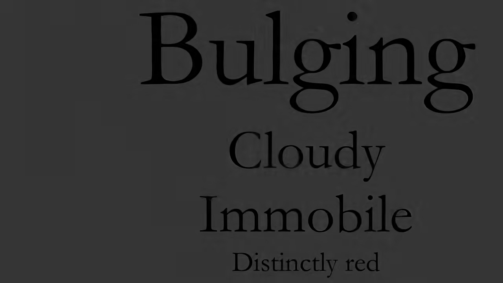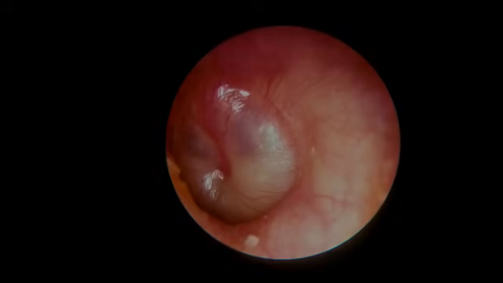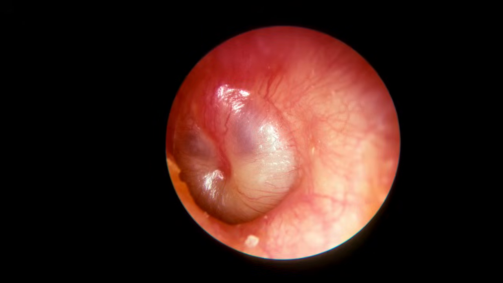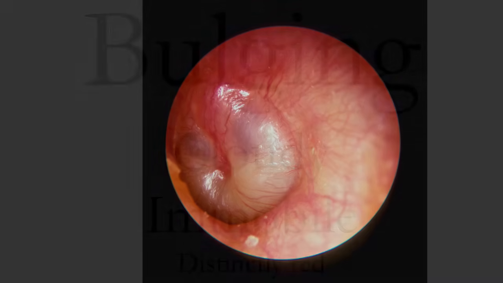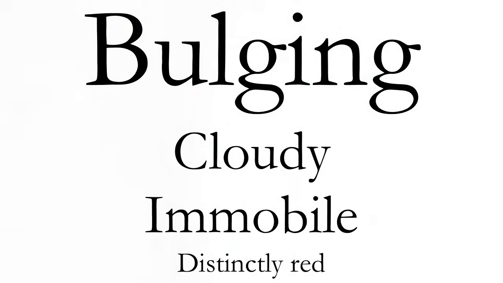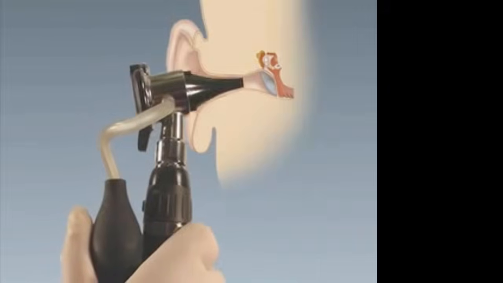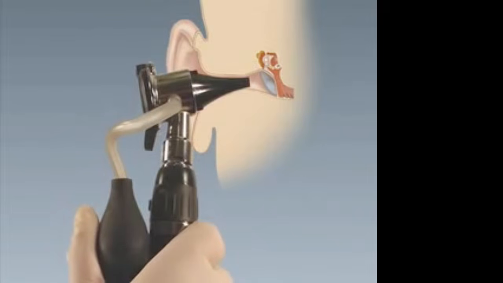So that's sort of what I think when I think of an abscess. I think of a pocket of fluid that's bulging, that's cloudy because there's pus behind it, and because there's so much pressure, it becomes immobile. And a lot of the time, it's red. So that's my handy way of remembering these 3 or 4 signs that are most helpful in diagnosing acute otitis media. Let's look at how you check for tympanic membrane immobility.